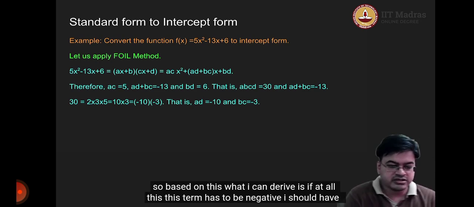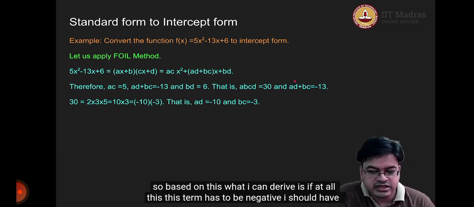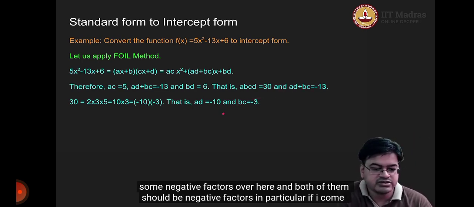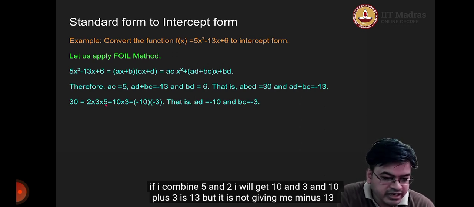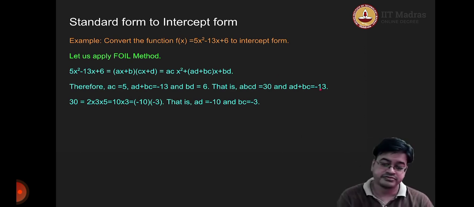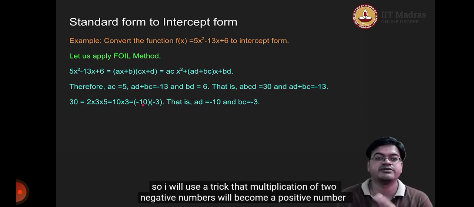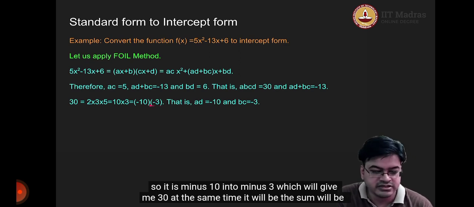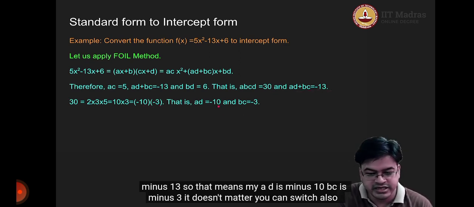Now I want the product to be equal to 30, and I want the sum to be equal to minus 13. Based on this, if the sum has to be negative, I should have negative factors, and both of them should be negative. In particular, if I combine 5 and 2, I will get 10 and 3, and 10 plus 3 is 13, but it is not giving me minus 13. So I will use the trick that multiplication of two negative numbers becomes a positive number. So it is minus 10 into minus 3, which gives me 30. At the same time, the sum will be minus 13.